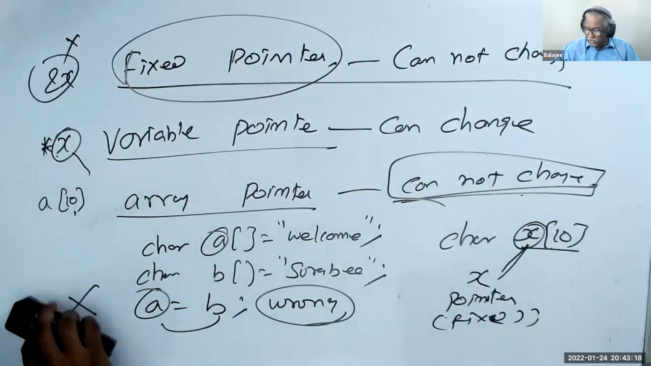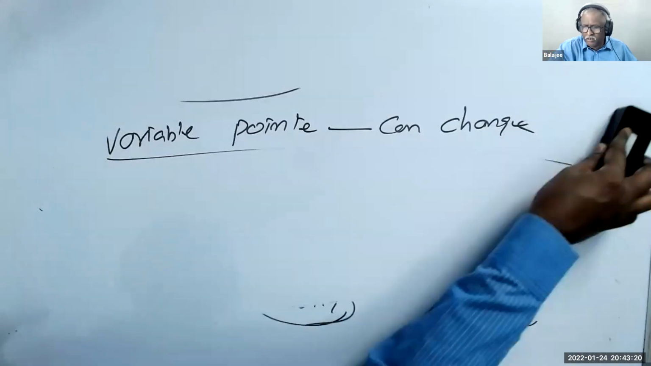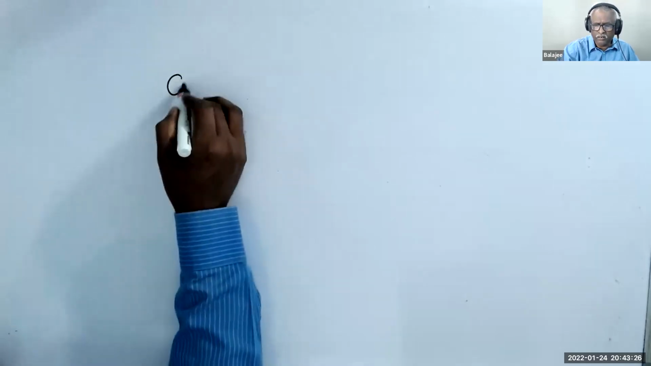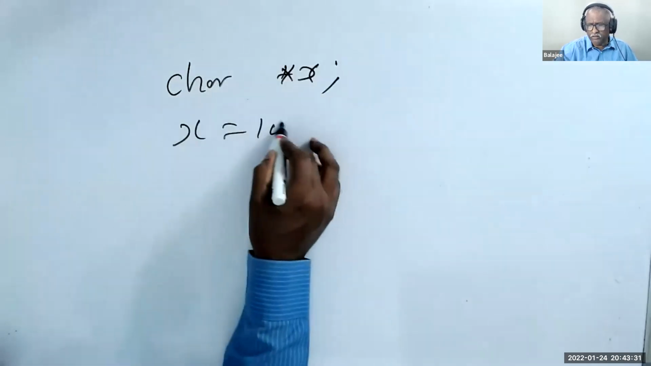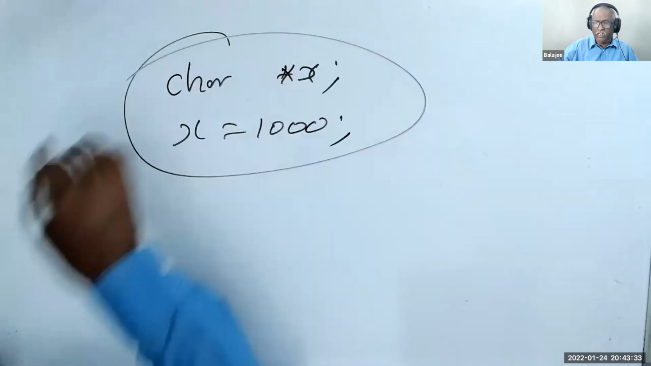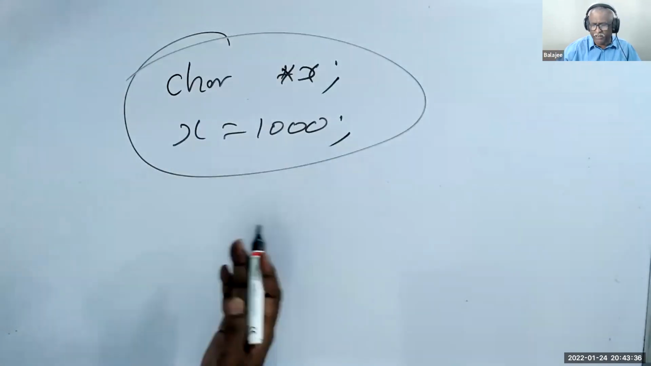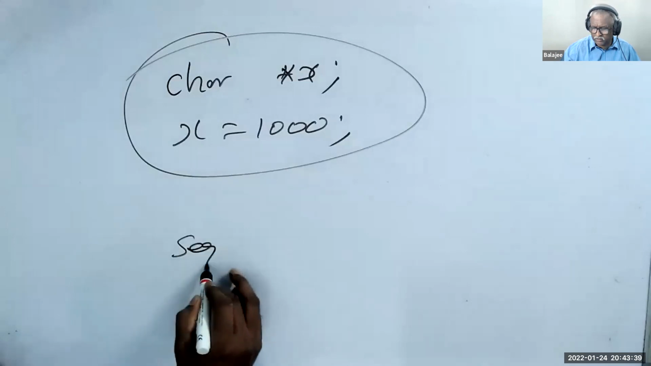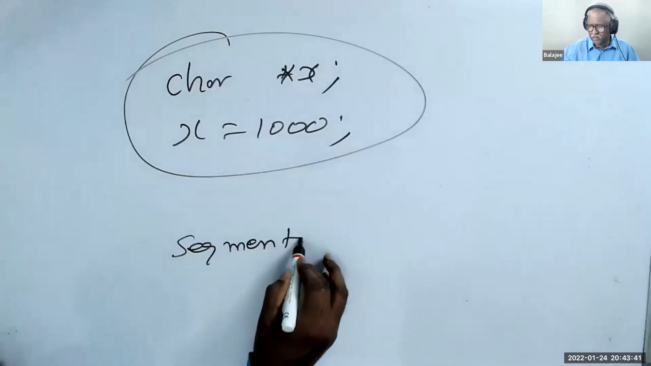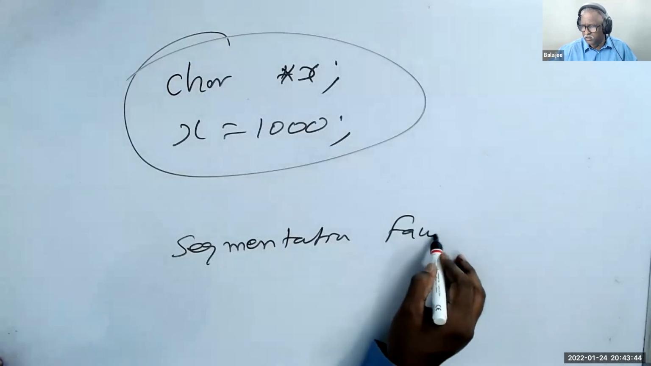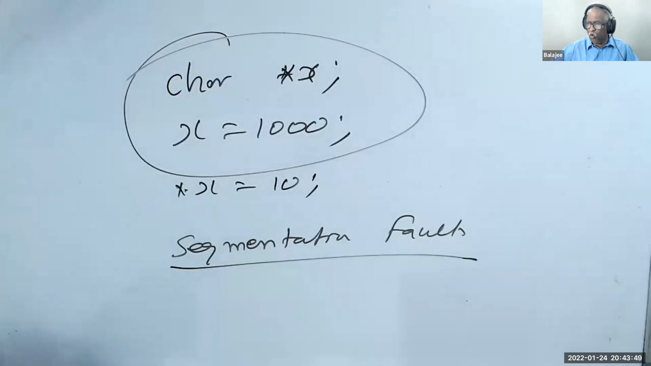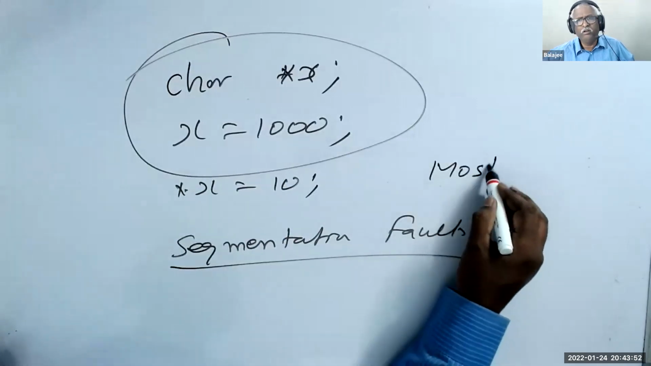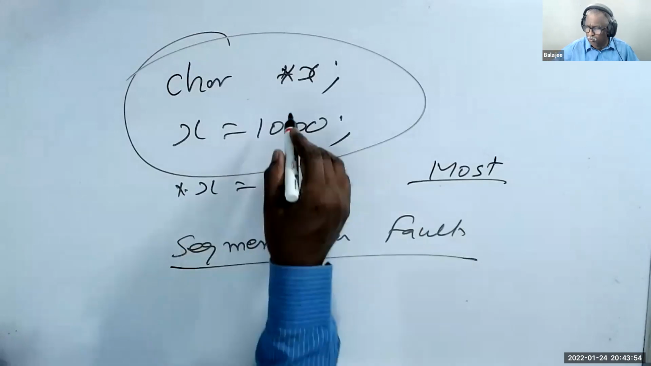So do you understand the difference between this? What is very important is this: when you declare char star X equal to 1000, this will give an error. If you run the program, it may give any error. Sometimes it will say segmentation fault. That's the reason most software engineers are always worried about pointers.